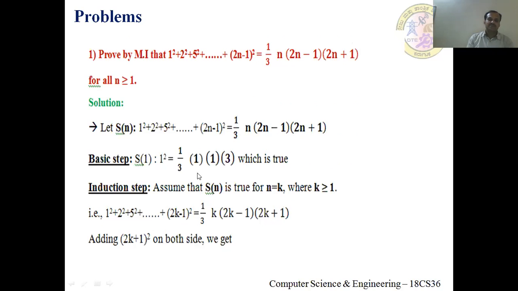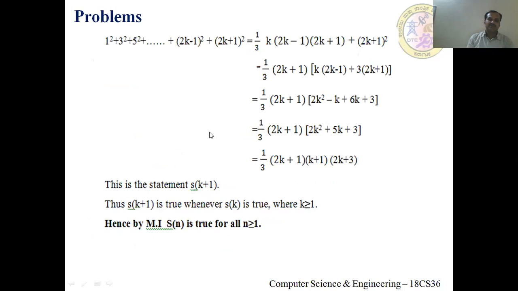See, for the previous equation, I added 2k plus 1 whole square on both the LHS and the RHS. Now, this is 1 by 3 k into 2k minus 1 and 2k plus 1, plus 2k plus 1 whole square. 1 by 3 is the constant retained as it is. If you observe these two terms, we can consider 2k plus 1 as the common factor here. Then I am left with k into 2k minus 1 plus 3 into 2k plus 1, because 2k plus 1 and 2k plus 1 is 2k plus 1 whole square.